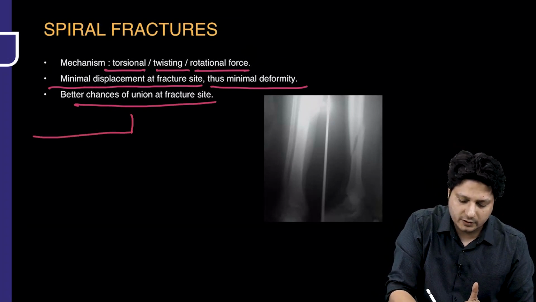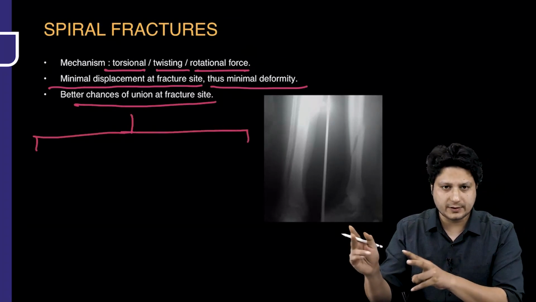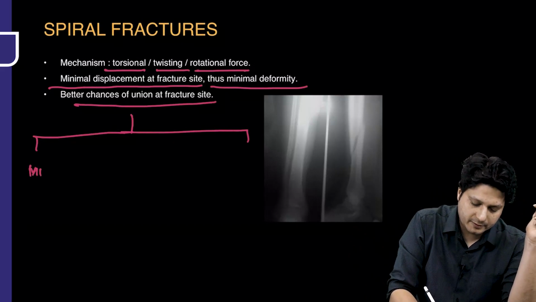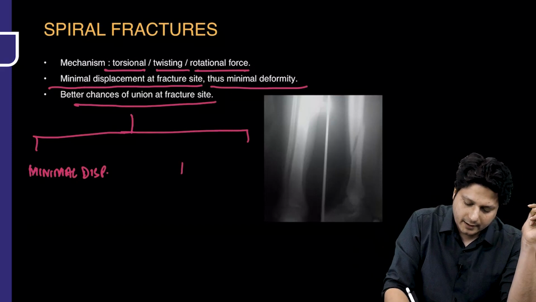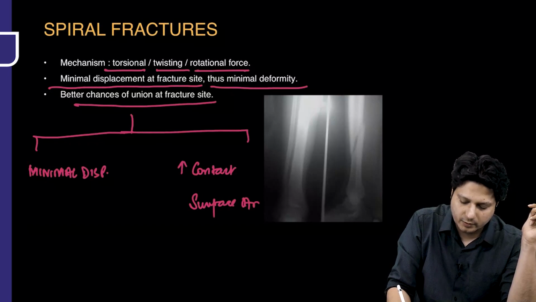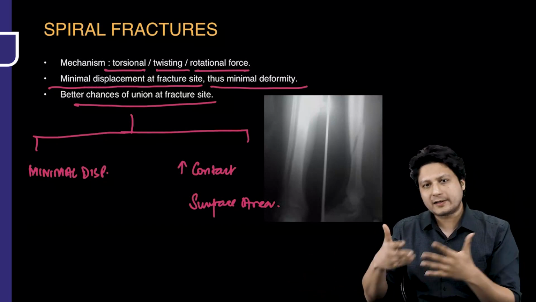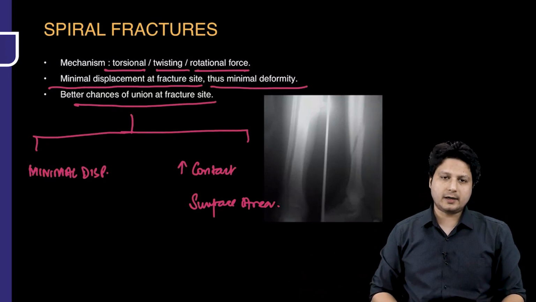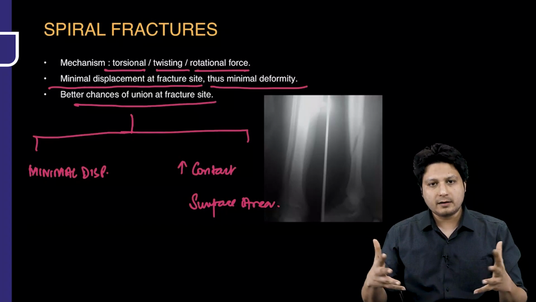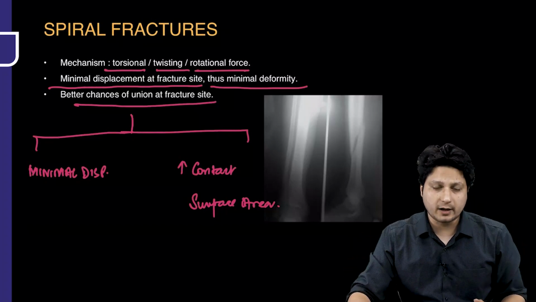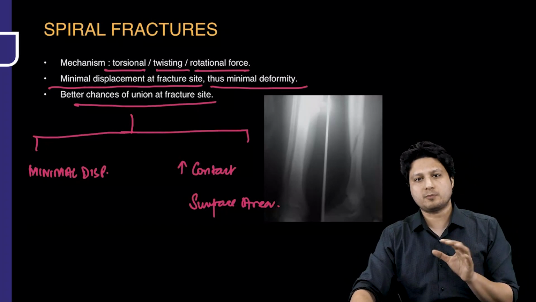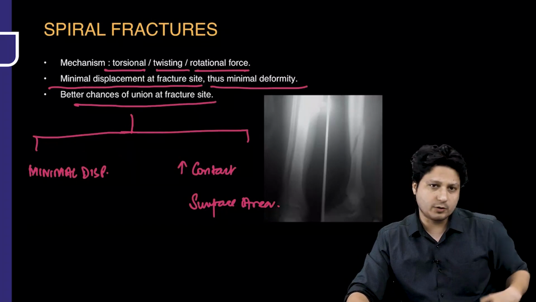So this better chance of union is attributed to two reasons. One is minimal displacement and the other is increased or better contact surface area. You know, the greater the contact surface area, the better the chances of union. Imagine if the two ends of the bone are no more in contact with each other, you cannot expect union to happen at that site. Alright. So the better the contact, the better the chances of union. So this is what the spiral fracture is all about. At least this much you need to remember.